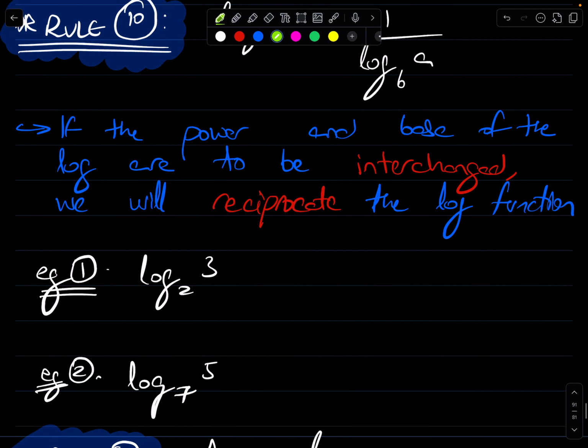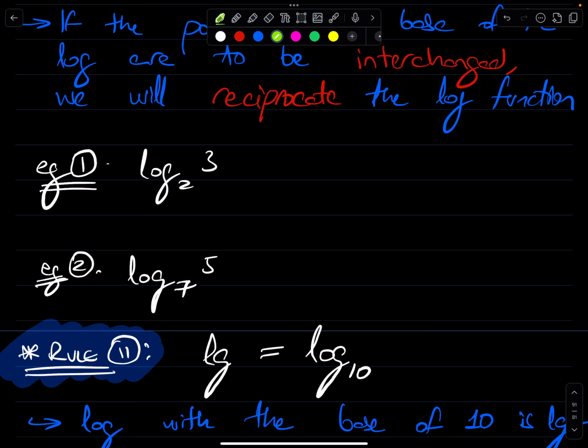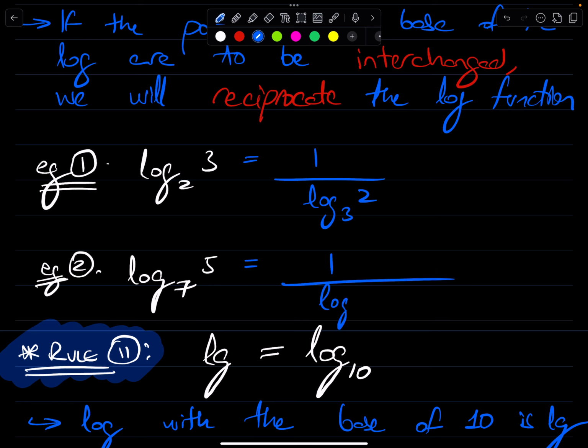So let's say in this case, we want to interchange the base with the power. So this would become 1 over log base 3 of 2, and then you want to interchange the base and the powers again, so this will become log base 5 of 7.